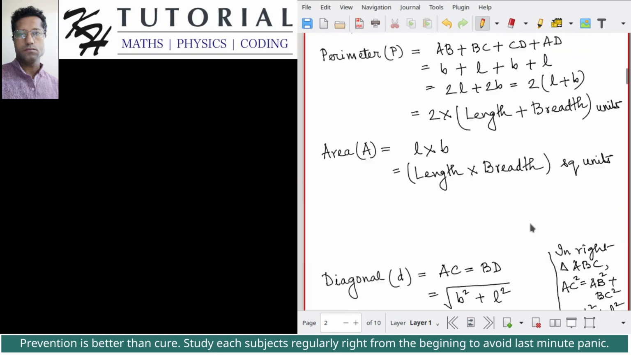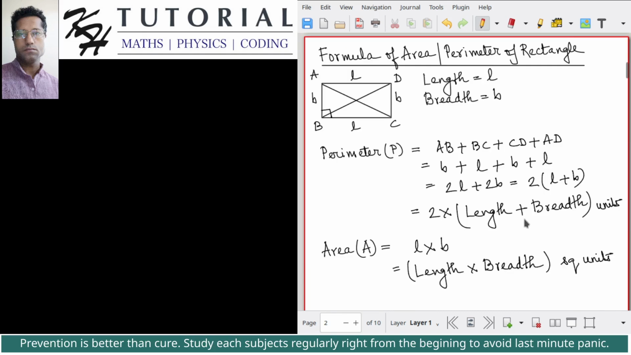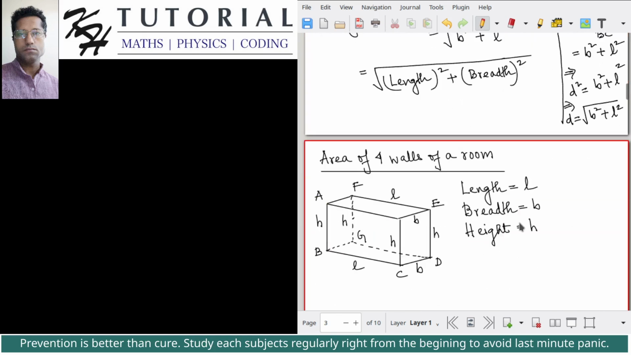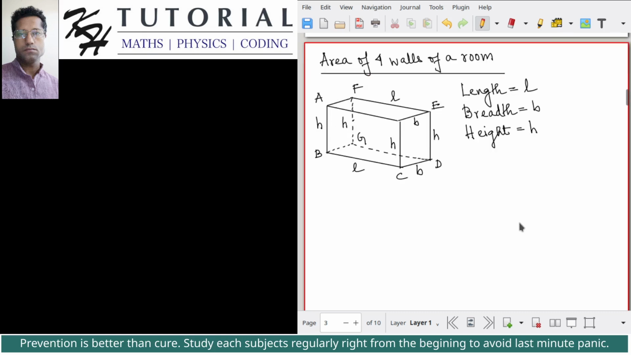Now, based on these results, that is the area and perimeter of a rectangle and square, as well as the diagonal of a rectangle, we will find the area. What will be the formula for the area of 4 walls of a room? You can consider the formula of the area of 4 walls of a room as an application of the formula of area and perimeter of a square and rectangle.